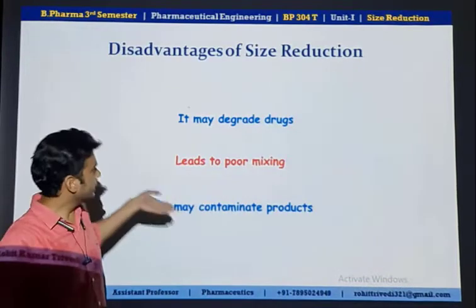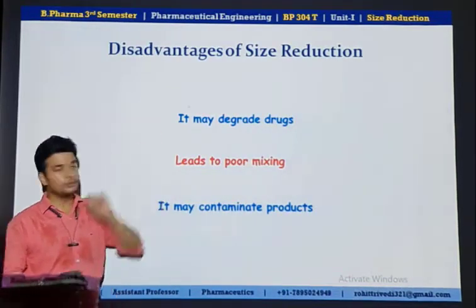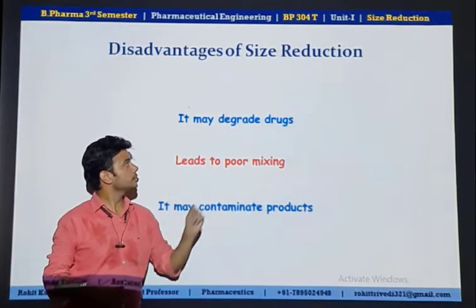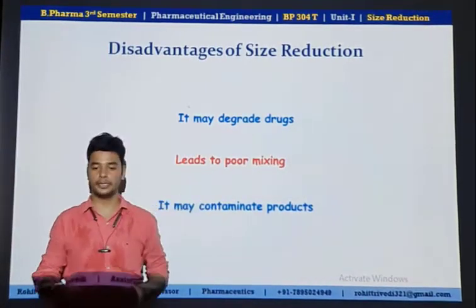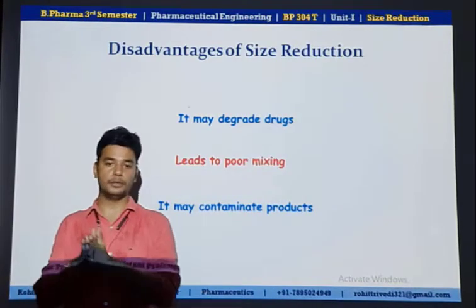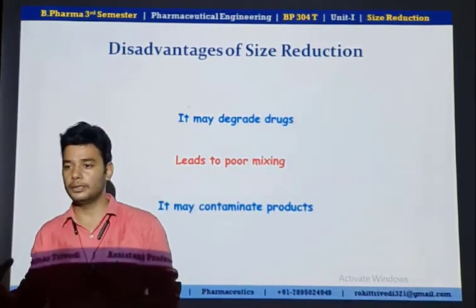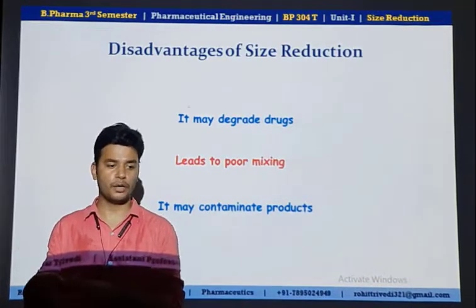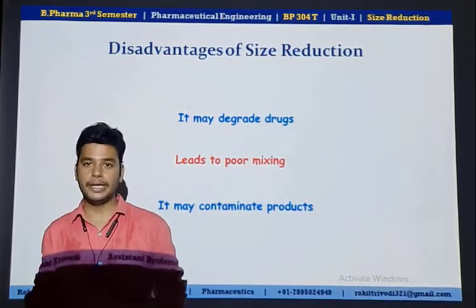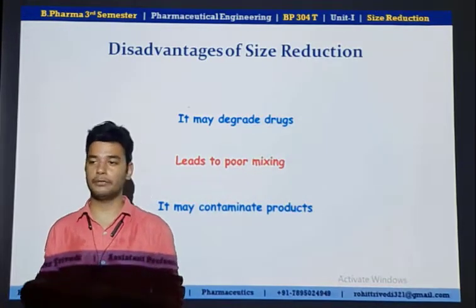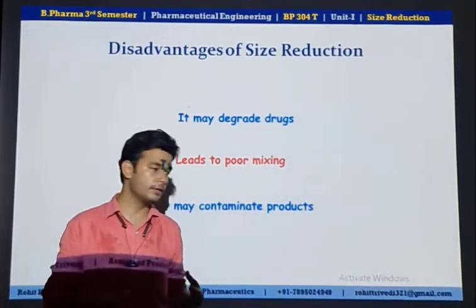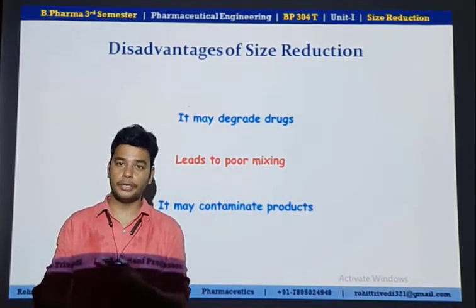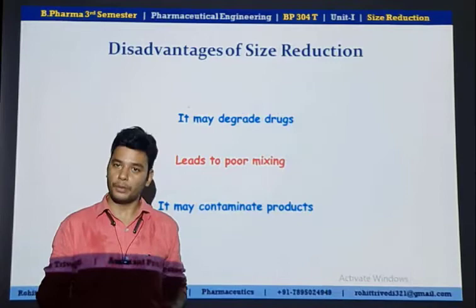These are the advantages. When we talk about the very first disadvantage, the process of size reduction may degrade the drug. Obviously, when we are using pharmaceutical machinery, several kinds of pharmaceutical products or drugs have different natures. A few are thermolabile, a few have a tendency to melt with time, and a few substances are of an explosive nature. Accordingly, we are required to choose our process of size reduction.